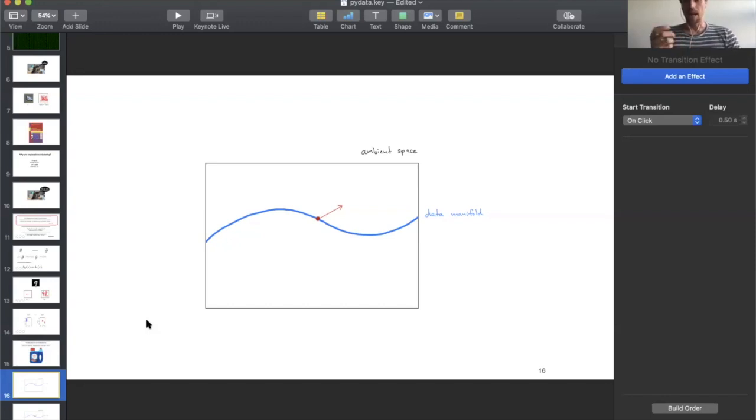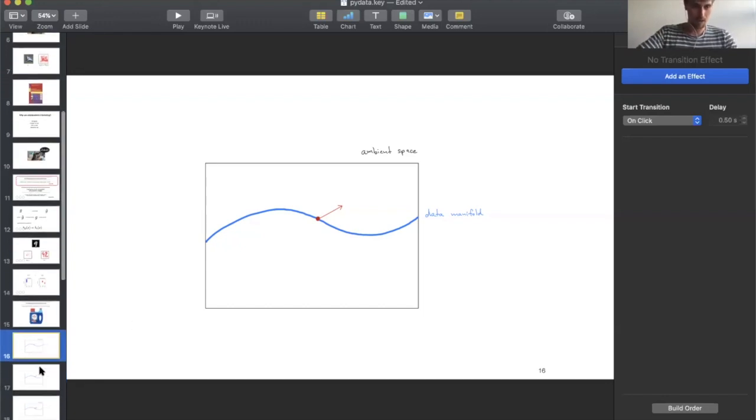And I can decompose this vector into 2 components, the green one and the yellow one. One is parallel to the data manifold and one is orthogonal to the data manifold. And so now the gradient component parallel to the data manifold is the only component that is relevant for the behavior of the function along the data manifold.